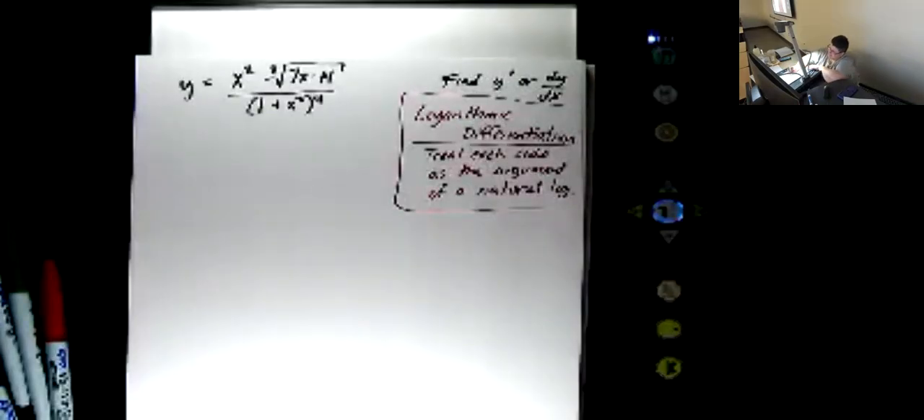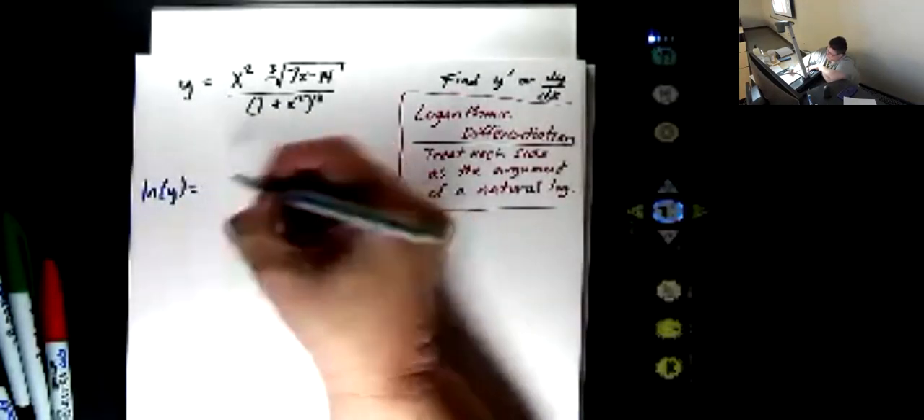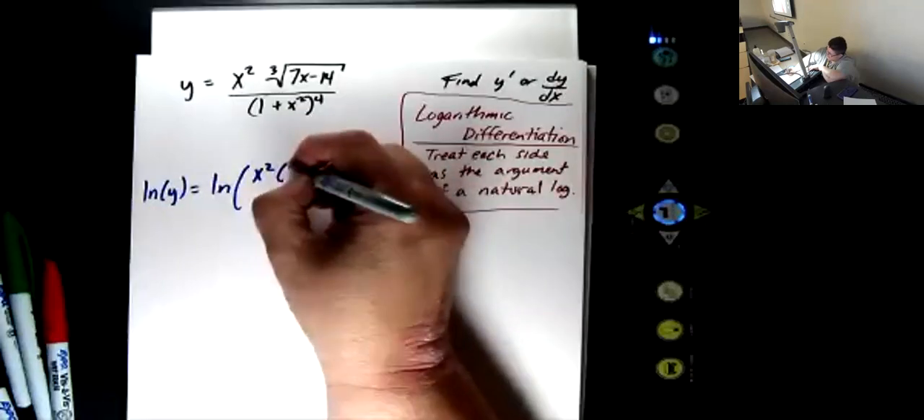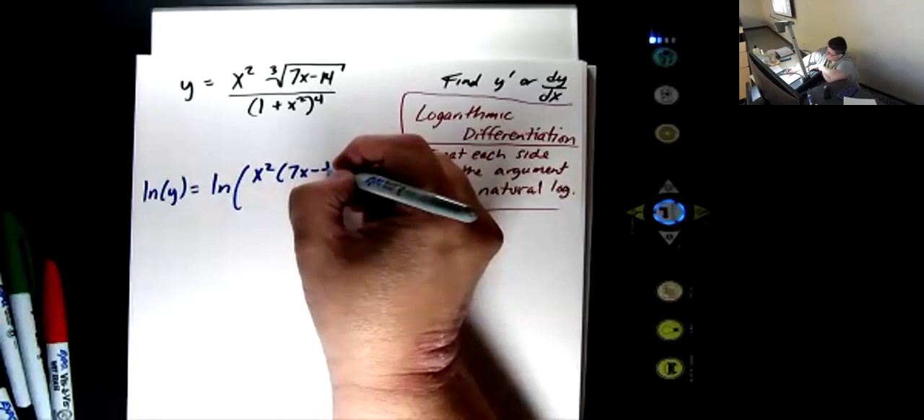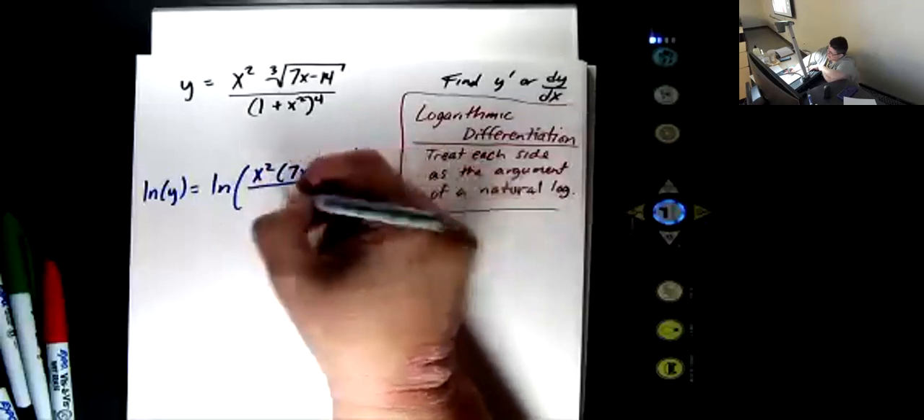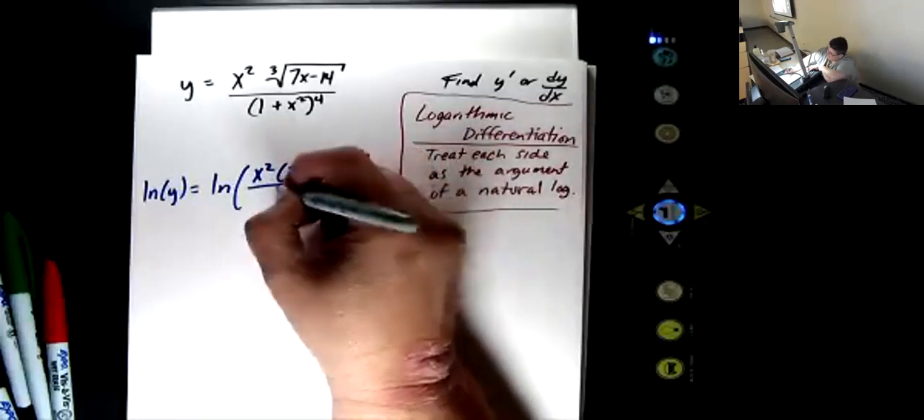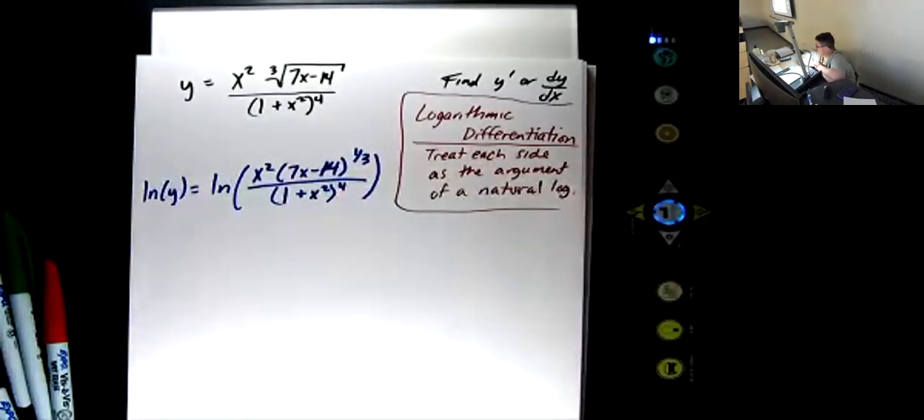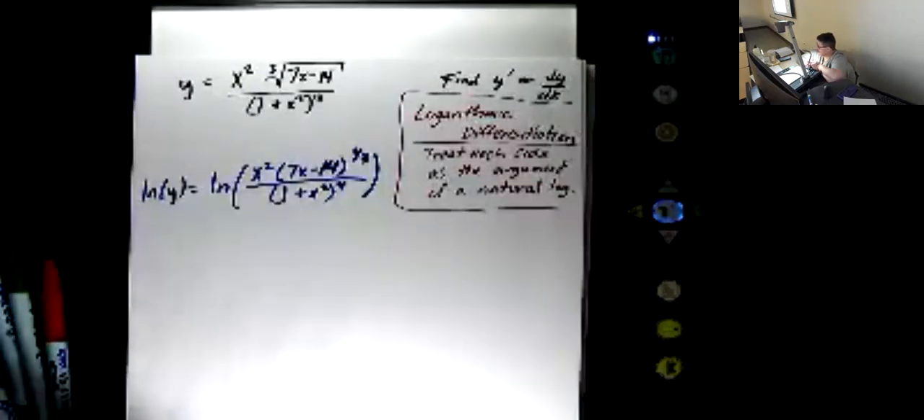So I'm going to have natural log of y equals natural log of x squared times the cube root, which I'm going to write as 7x minus 14 to the 1/3, over 1 plus x squared to the 4th. And now the key is you don't take the derivative right away. Otherwise, that doesn't help you at all.